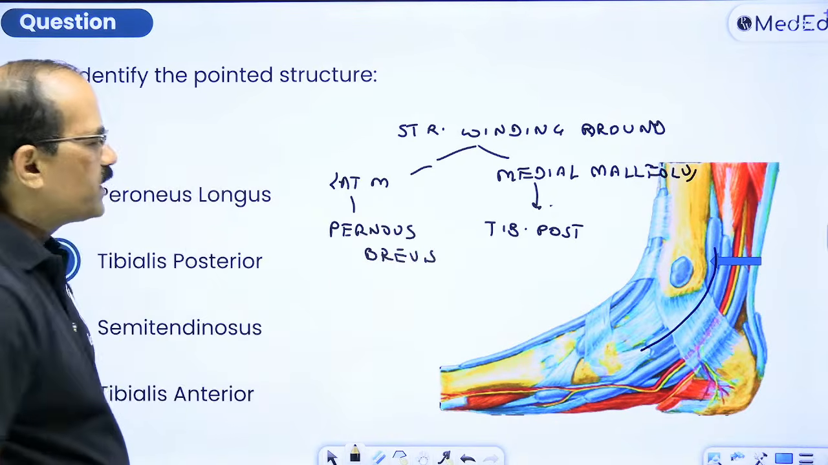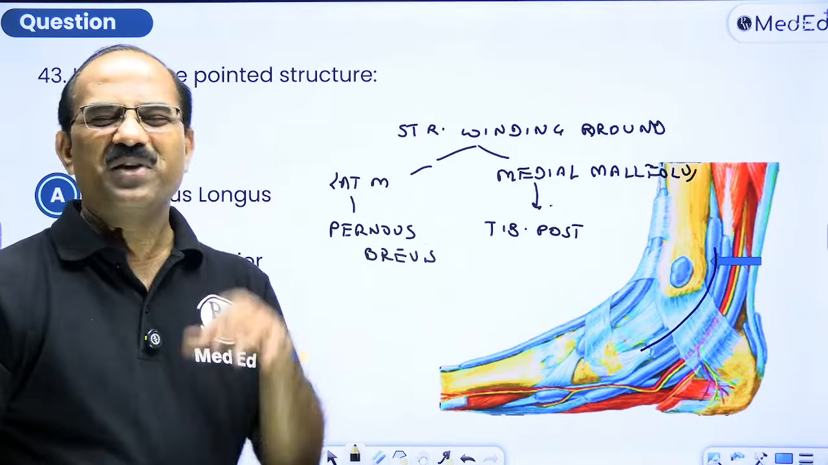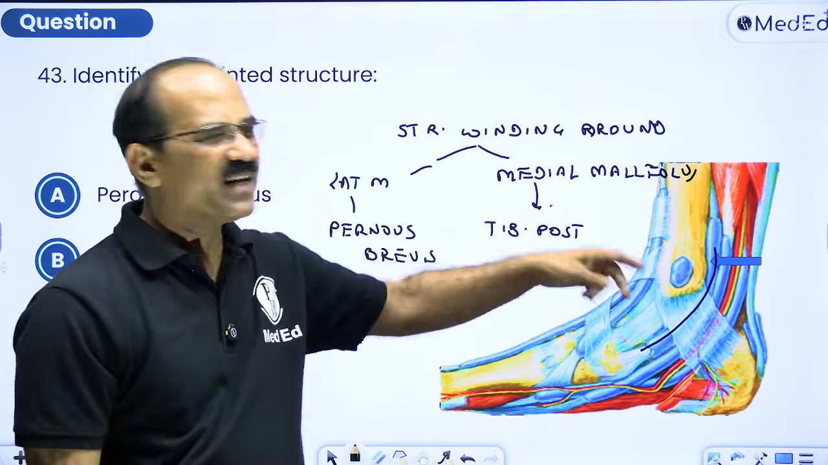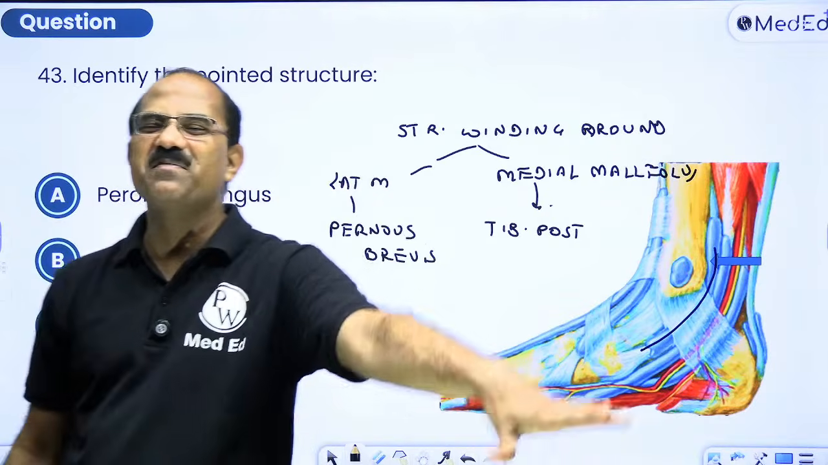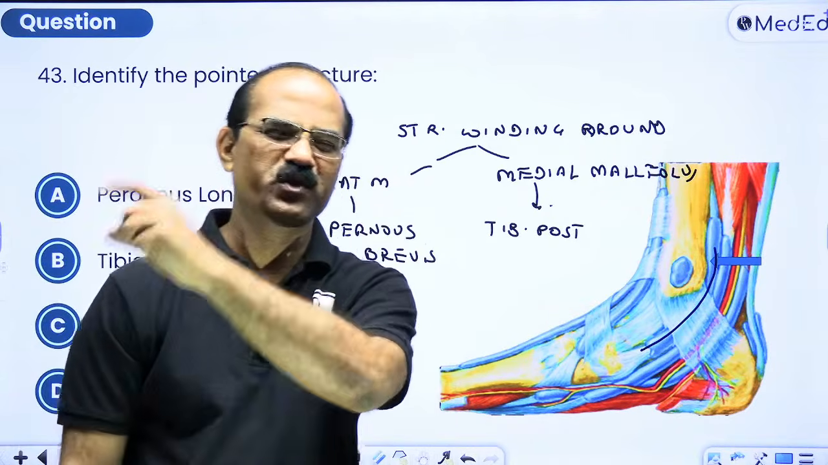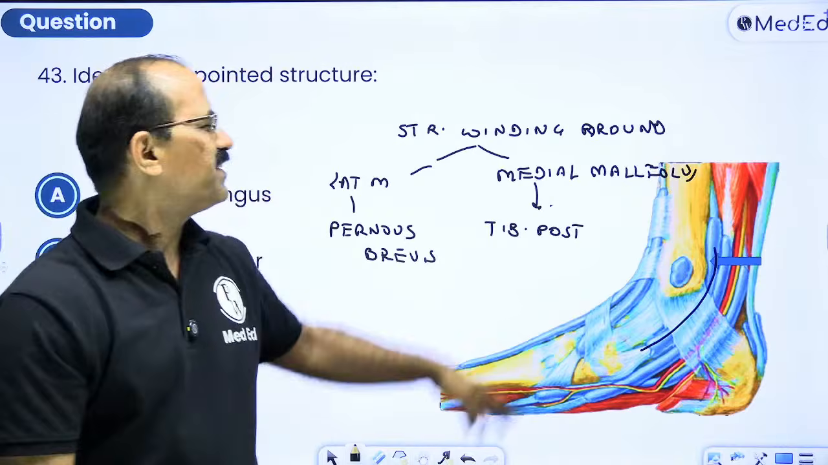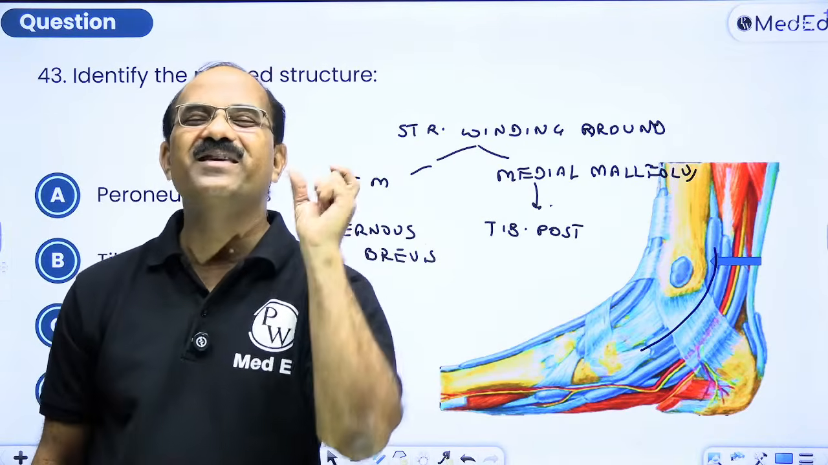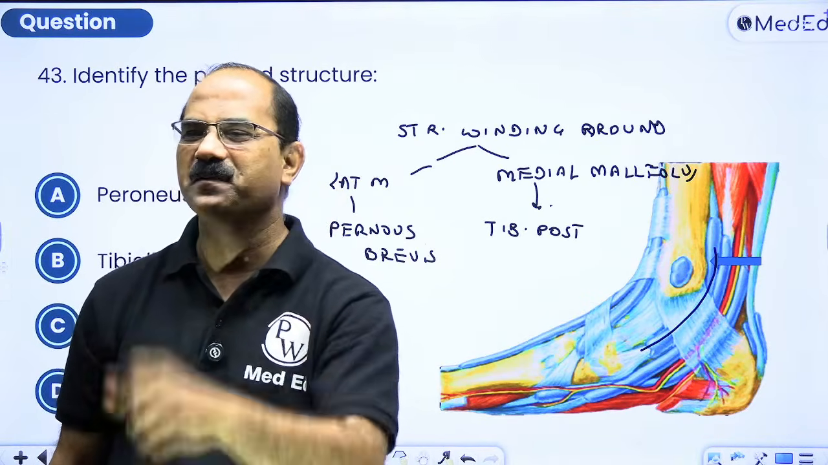So the structure which winds around the lateral malleolus. If you see a similar tendon winding around the lateral malleolus, that's peroneus brevis for sure. Remember that. And the structure which winds around the medial malleolus is tibialis posterior.